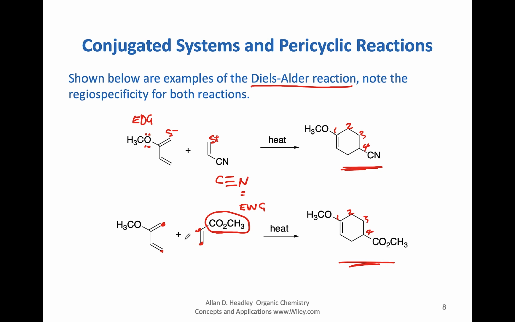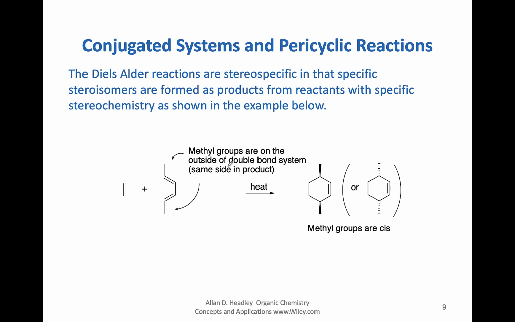So again, you should be able to predict the products of Diels-Alder reaction in terms of regiospecificity, and you should be able to predict the reactants, the diene and or the dienophile of the 4+2 Diels-Alder reaction. Let's look at another aspect of the Diels-Alder reaction. This one has to do with the stereochemistry here. So we say that these reactions are stereospecific.